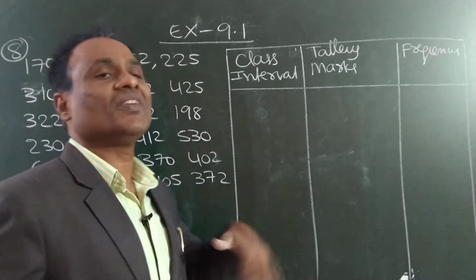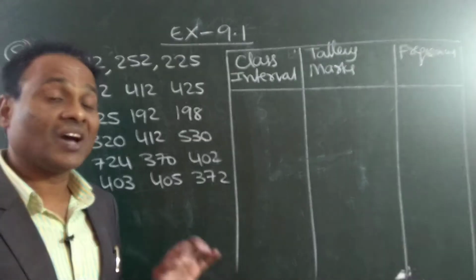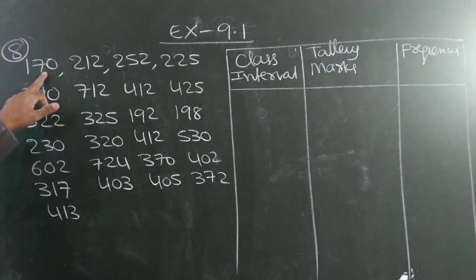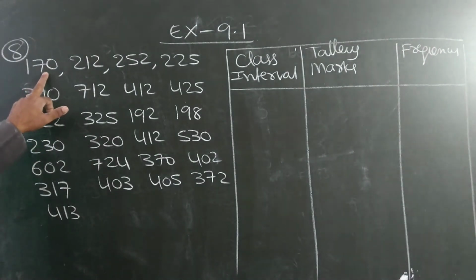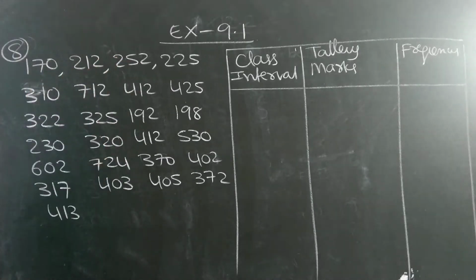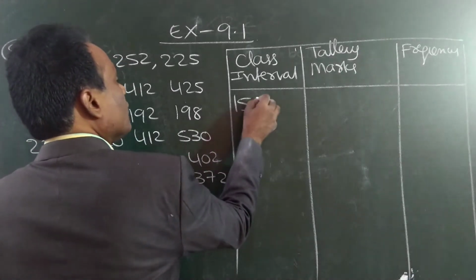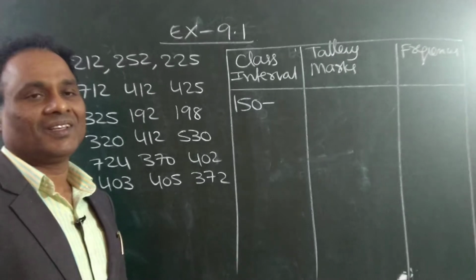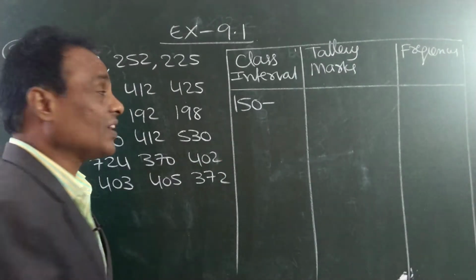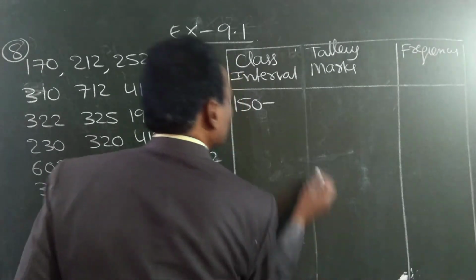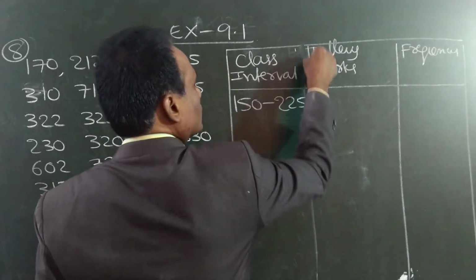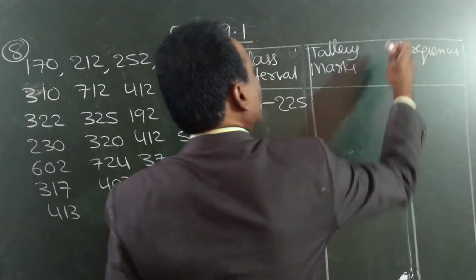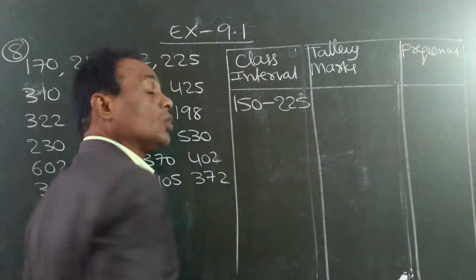So class intervals we have to choose as per our wish. The smallest number is 170, so we should start by covering 170. I can take 150, and a 75 difference, which is given in the problem. 150 plus 75 is 225.